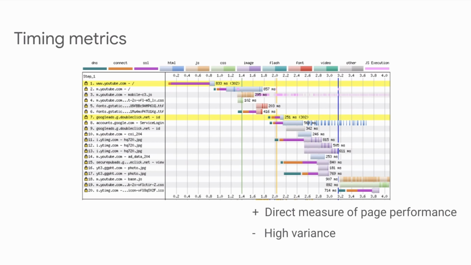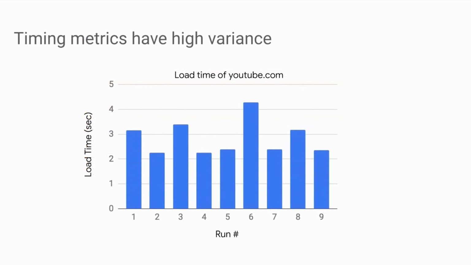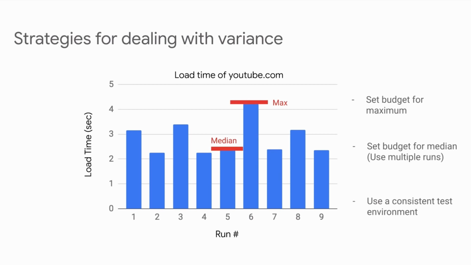The only problem with looking at timing metrics is that it can have a very high variance. For example, we tried to measure the load time of YouTube.com along a number of different runs. The highest delta we noticed in terms of variance was a 2-second difference. Now, this type of variance is quite significant if the entire load time of your page is also about 2 seconds. There are a number of strategies you can take to actually minimize this type of variance.